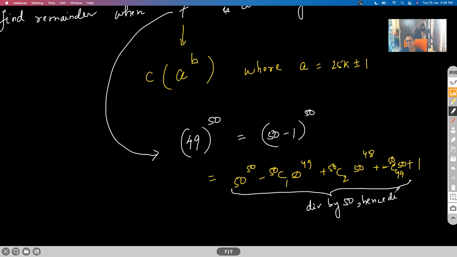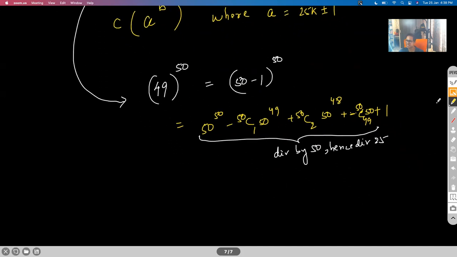And hence divisible by 25 also, because anything which is divisible by 50 will also be divisible by 25. So can I not write this as 25 lambda plus 1? In other words, can I say the remainder that you will be getting when you divide that expression by 25 is going to be 1?